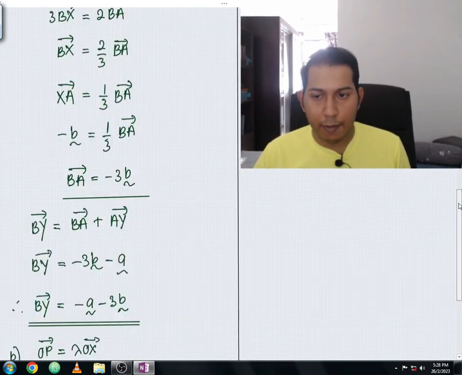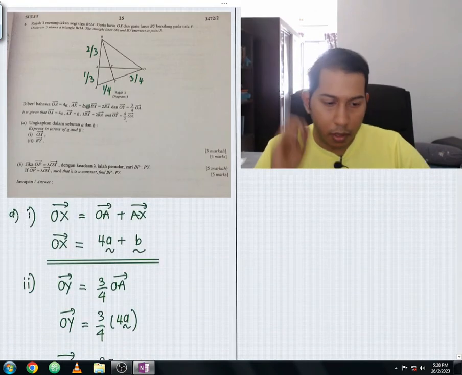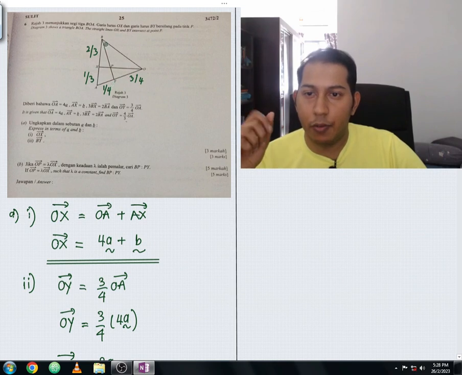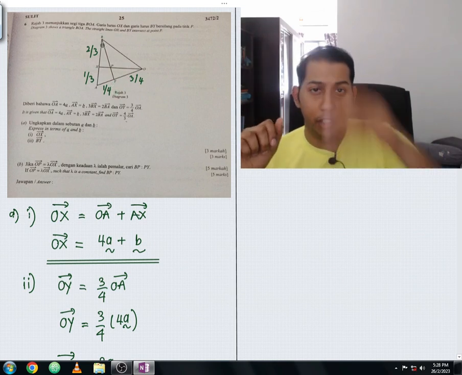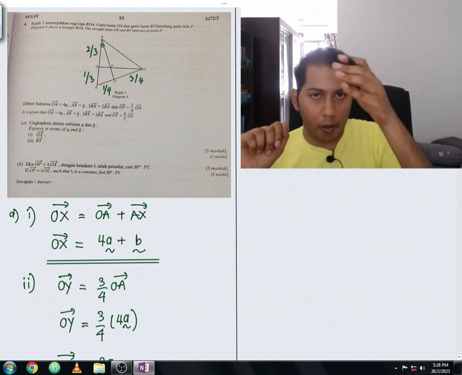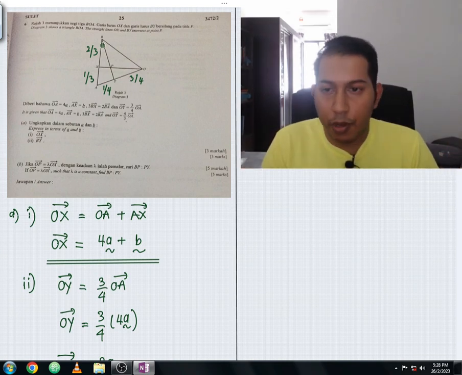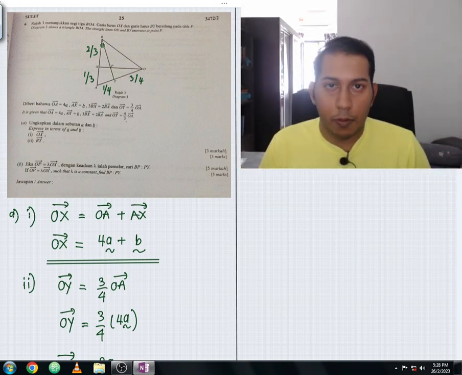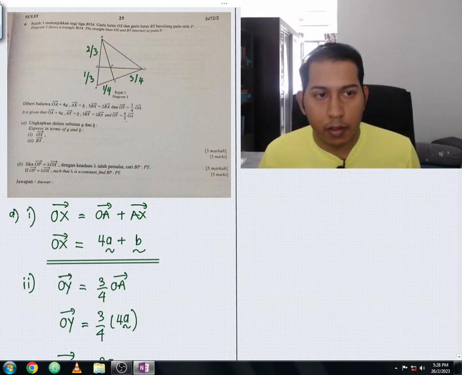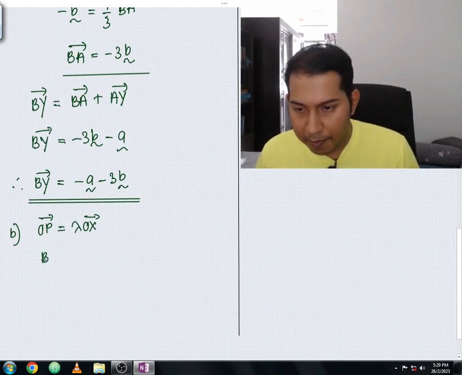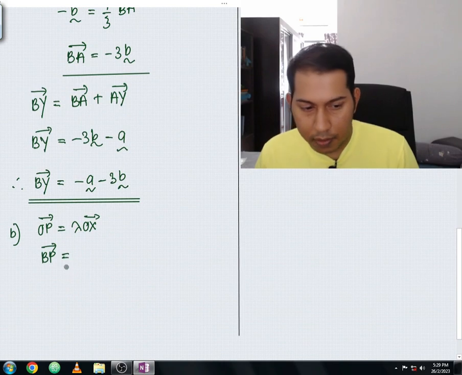Another statement that we can form is this. BP, you can set it as a coefficient times BY, because as you can see here, B, P, Y, 3 points, are collinear to each other. They are aligned on the same line. You can use any other variable; in this case, I'm going to use the letter K. So BP is also equal to K times vector BY.